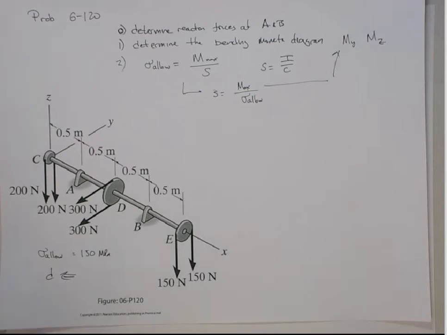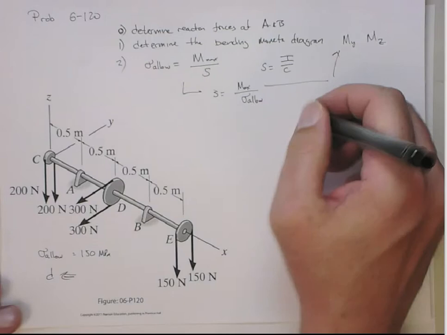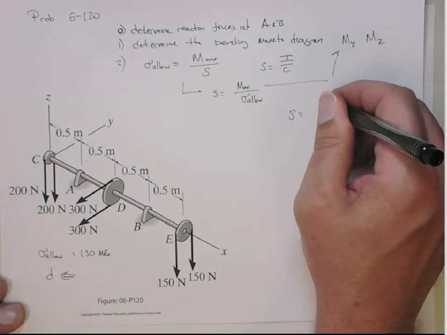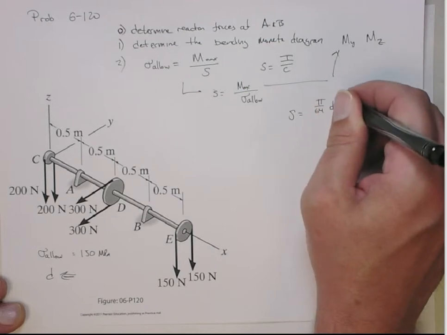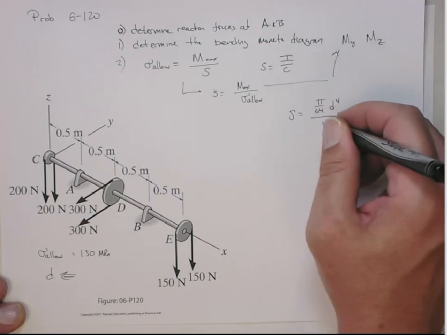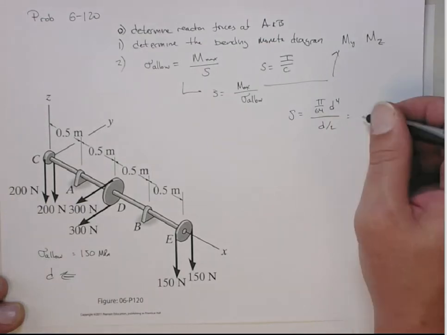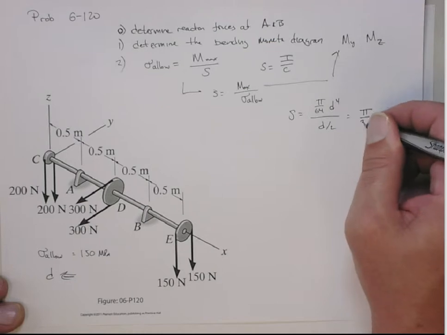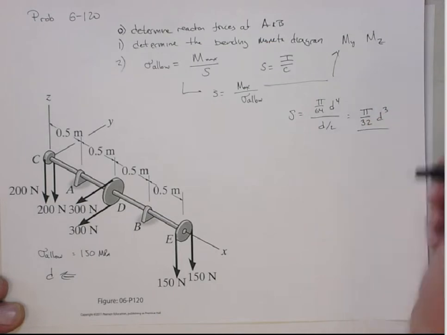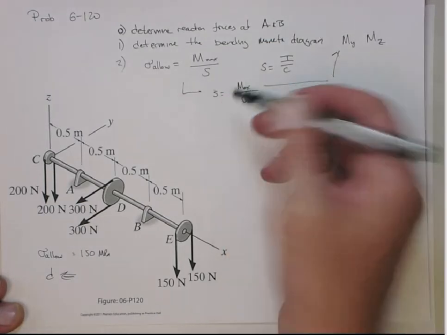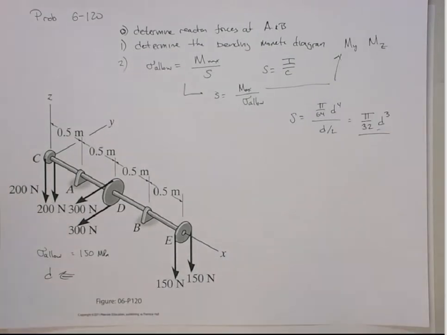Before that, we can get this shape factor completely in terms of the outer diameter, right? The shape factor is I, which is pi over 64 d to the fourth, divided by c. c is just d over 2, and so that gives me pi over 32 d cubed. So that's the shape factor, and in fact, we can use that in here and solve for the diameter. Okay, so let's get the reaction forces first.